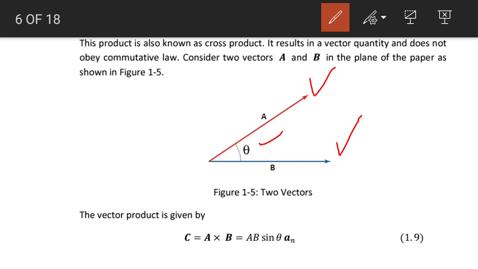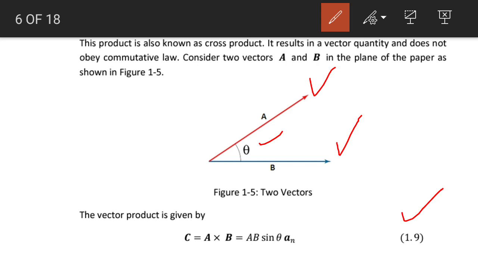We want to find out the cross product between these two vectors, and the cross product of the two vectors does not obey commutative law. A cross B is never equal to B cross A. So the cross product results in a vector quantity. The cross product of two vectors results in a new vector quantity, which is represented by C in equation number 1.9.